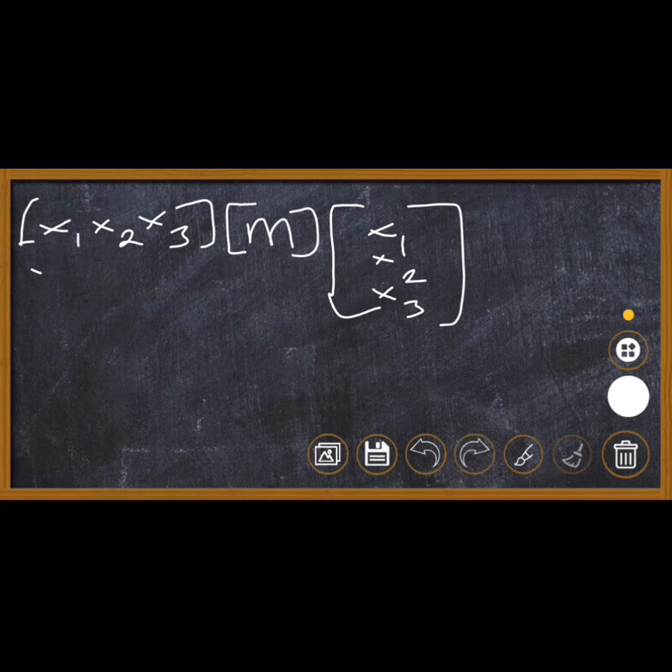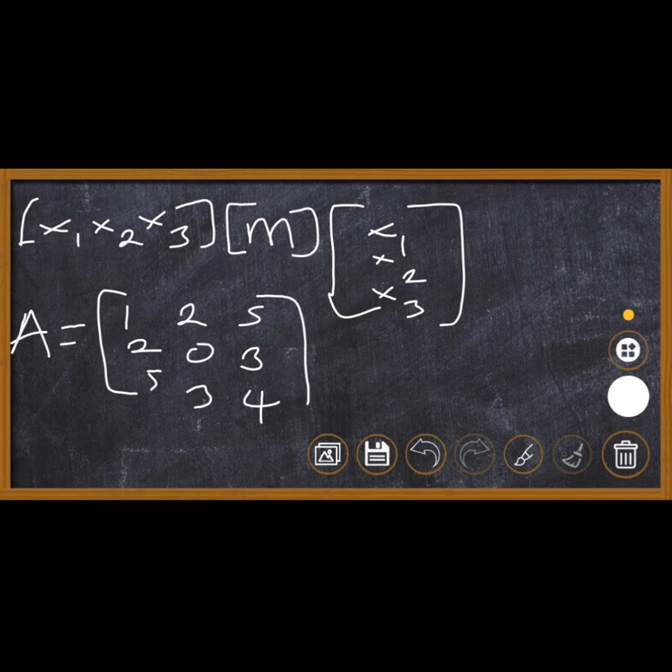This mostly works where you have a 3 by 3 matrix. If you have a 2 by 2, of course, you just end with 2 unknown values here. That's how it is. So let's say, for example, you have been given a matrix A, which equals 1, 2, 5, 2, 0, 3, 4, 3, 5. How can we express this in quadratic form? Okay, so let's just remove what's on top here.